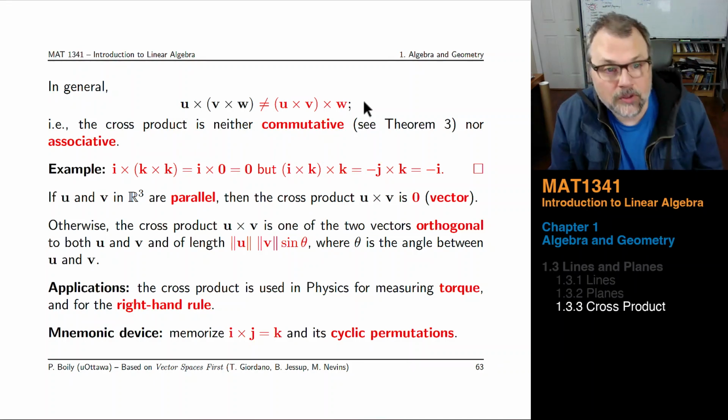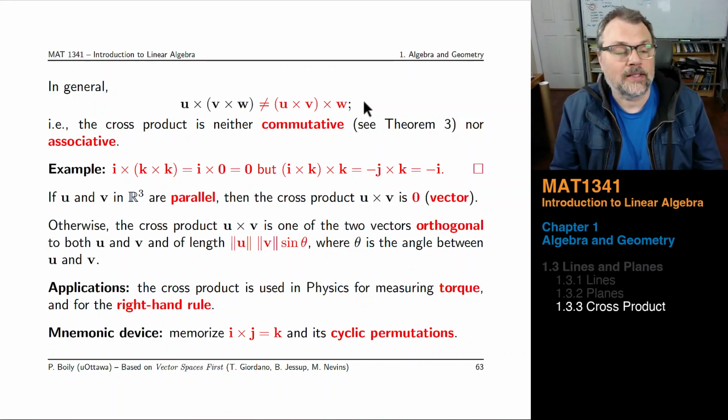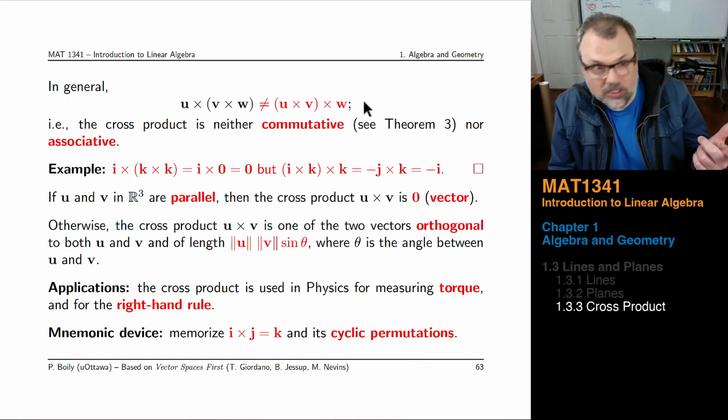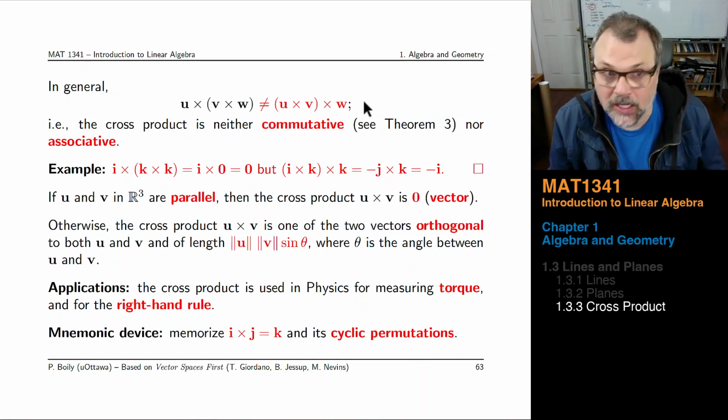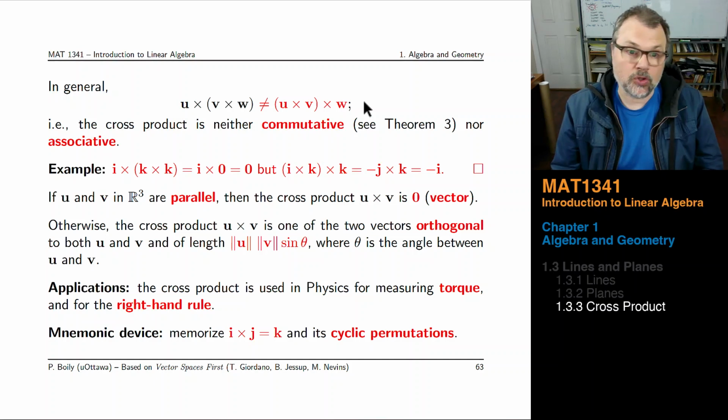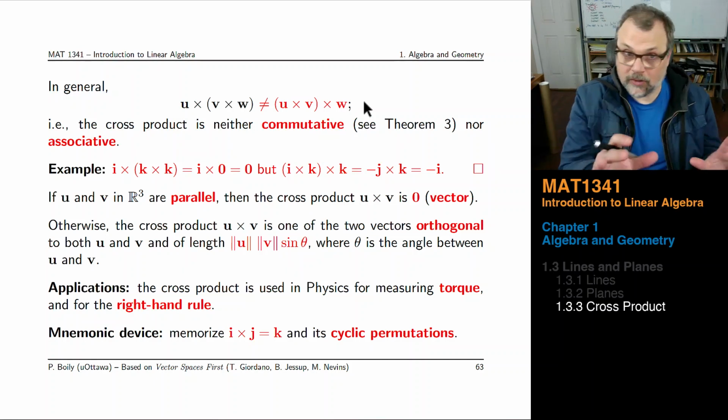The example that you might use is that I cross K would be I cross 0. Don't just believe me. Actually go and compute K cross K. You can see it's 0, and I cross 0 is the 0 vector. But if you first compute I cross K, you will get minus J, and then minus J cross K, that's minus I. It's not 0. Again, you have to compute these things.